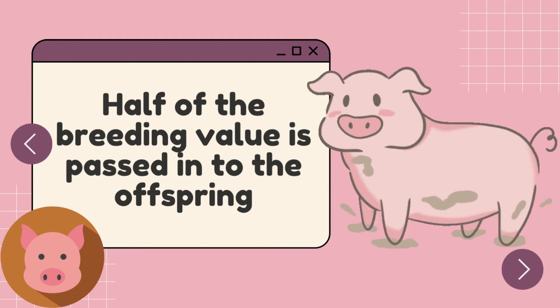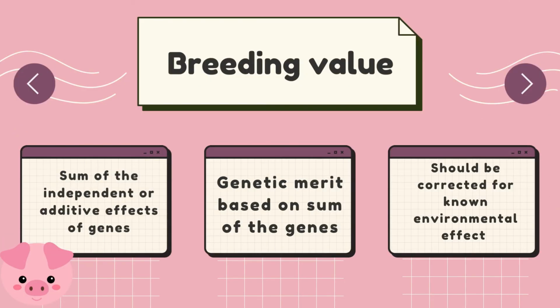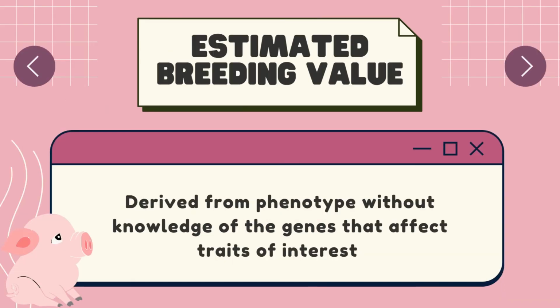Again, for the estimated breeding value, it was stated that half of the breeding value is passed on to the offspring. So the breeding value is the sum of the independent or additive effects of the genes, the genetic merit based on the sum of the genes, and it should be corrected for environmental effects. The estimated breeding value is derived from phenotype without knowledge of the genes that affect the traits of interest. So the selection index is good when it is more than 200.